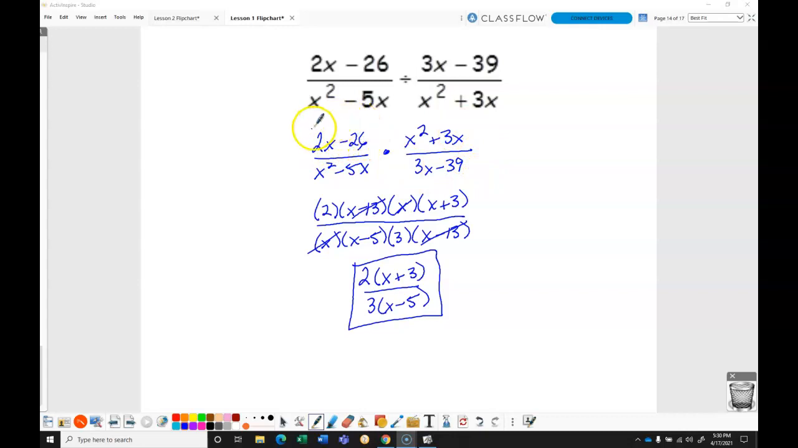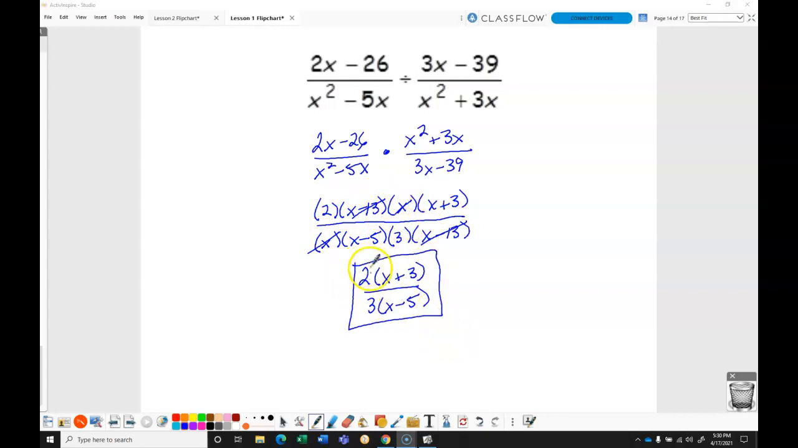Common factor in 2x minus 26 was 2. The common factor in x squared plus 3x was x. The common factor in x squared minus 5x was x. And the common factor in 3x minus 39 was 3. Once I got done pulling out all those common factors, I had an x minus 13 that could cancel, and then the x could cancel. And then that's what we were left with.